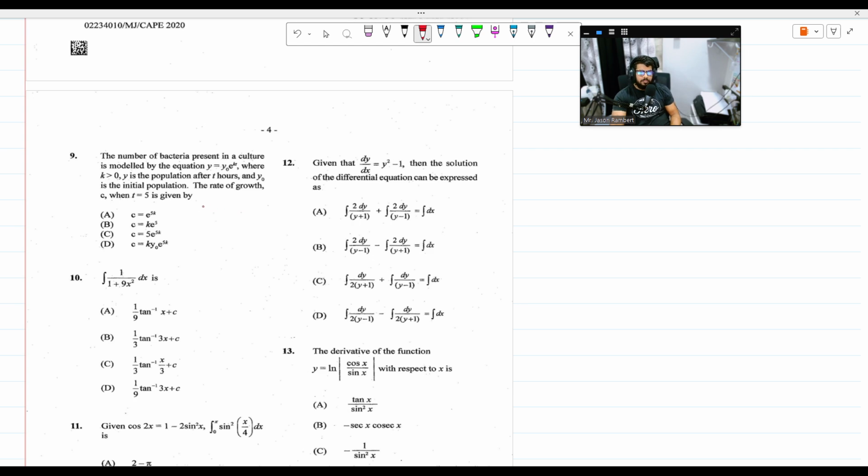So let me go ahead and differentiate to get dy dt. dy dt is equal to k multiplied by y naught e to the kt. And they say when t is 5, so I just rub off the t and I put in a 5. So c is equal to k y naught e to the 5k. k y naught e to the 5k. y naught is the initial population.